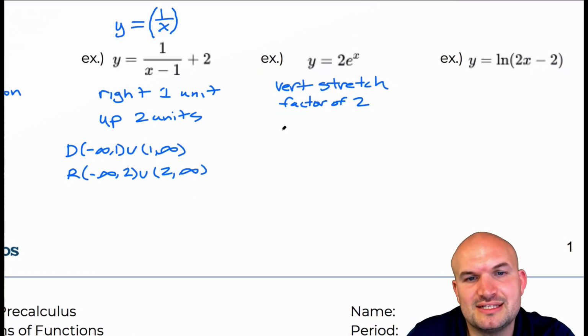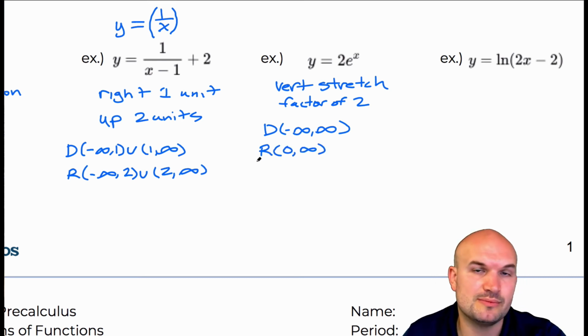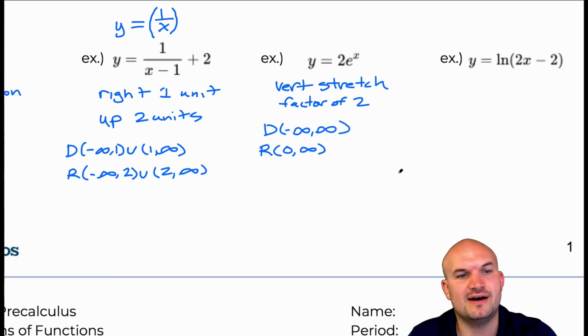It still was bounded at 0. So my domain in this case is still just going to be negative infinity to infinity. And my range in this case is going to be from 0 to infinity. And again, I'm using parentheses because 0 is undefined.